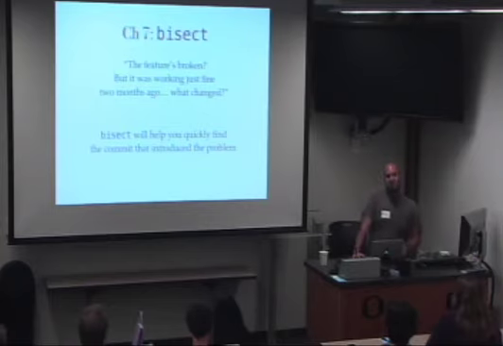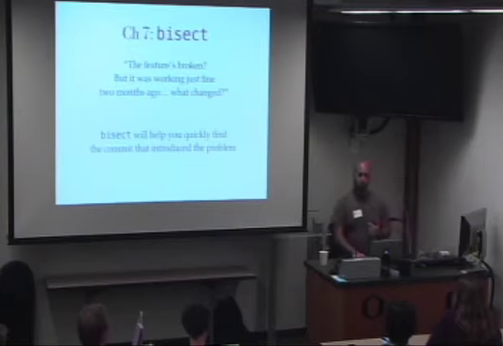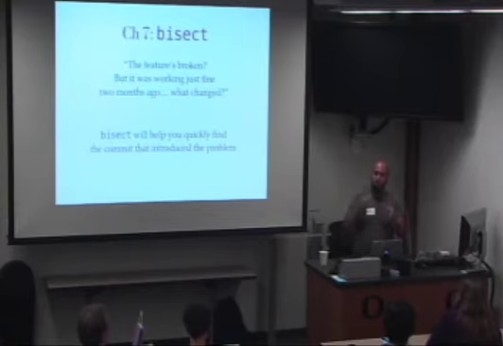Bisect is going to help you to find the commit that introduced that problem, which, by the way, is a reason why you'd want to have a nice clean history with small commits that are focused on individual pieces. If you can identify which of these two commits caused the problem, then it's helpful to take larger commits and pull them apart so that that helps you find the problem.